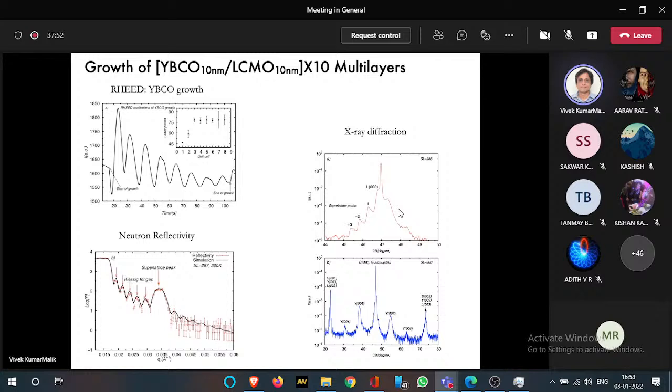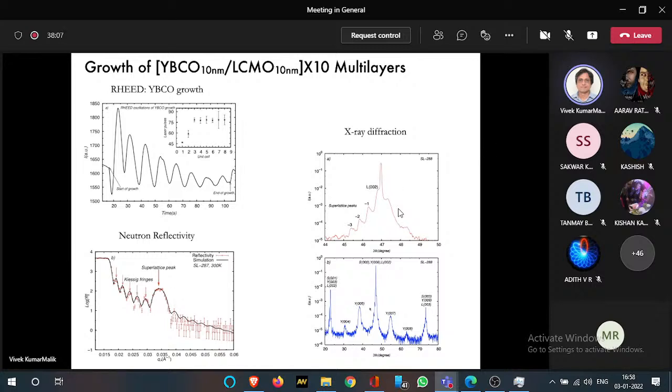Similarly, now you can grow the other layer. So that's what we grew, this YBCO LCMO 10 nanometer, 10 times bilayer, and this is characterized by X-ray diffraction or neutron reflectivity.